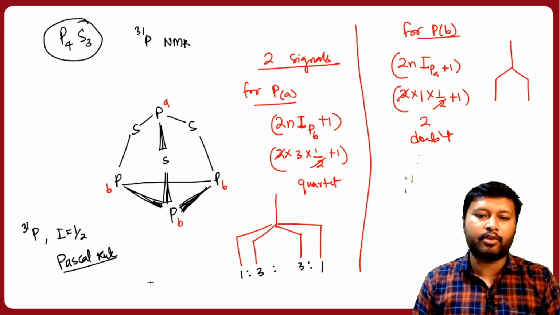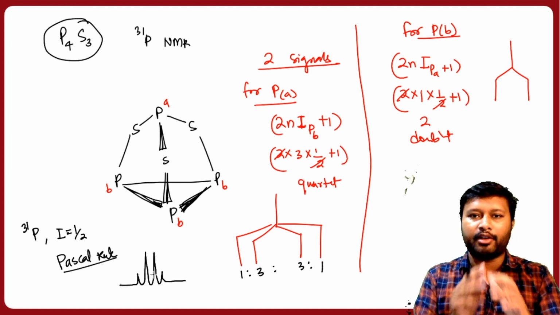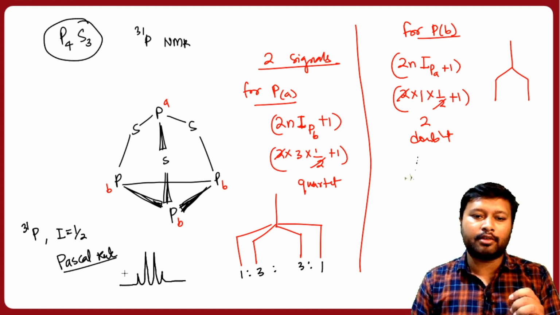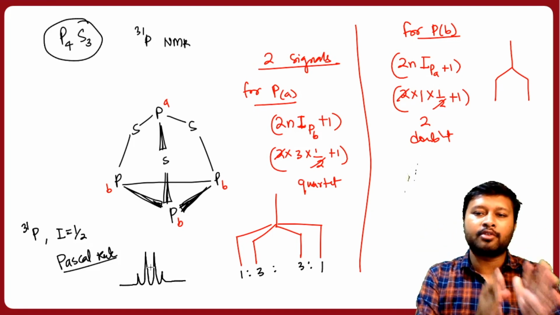How is this peak going to look? The NMR peak is going to look something like this. Okay, they will be quite close. I am just showing you a slightly more resolved version of it. So the central 2 peaks will be 3 times bigger than the side ones. So this is how it is going to look.